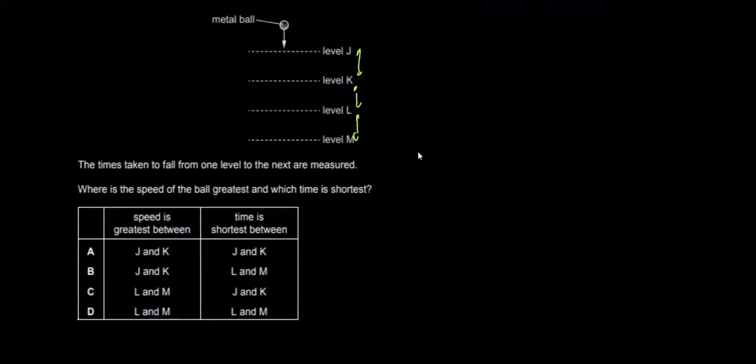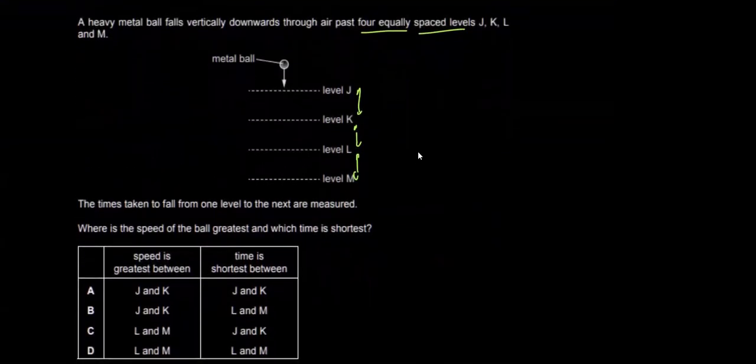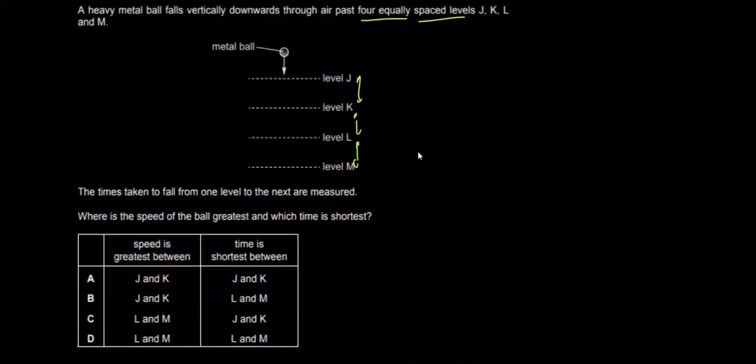Okay, so what do you guys think is the answer? It's falling from J to K, then from K to L, from L to M. Where would the speed be the greatest? Where do you think the speed would be the greatest? At point M, right? So from L to M, the speed would be the greatest.